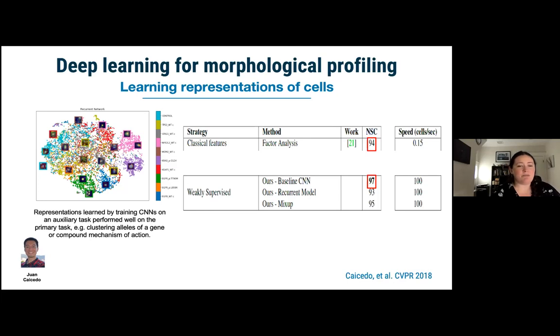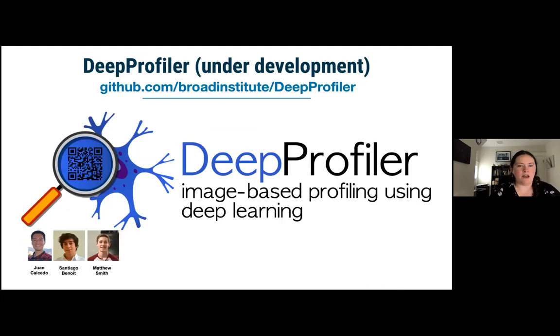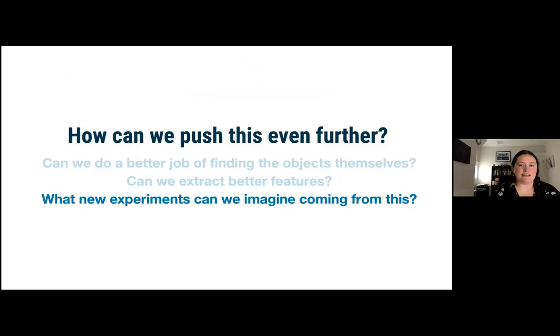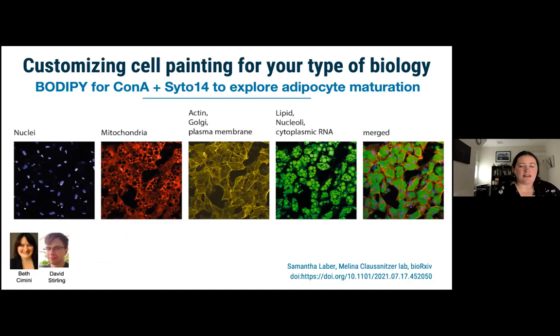And so these deep learning based features, even if they're not human understandable, clearly do a good job of describing what a cell looks like and can be used to group cells into categories. And so he's working on something that we call Deep Profiler to make this easy for everyone to use. And in just the last few minutes, I'm going to tantalize you, hopefully, with some new ideas of experiments we can imagine coming from this.